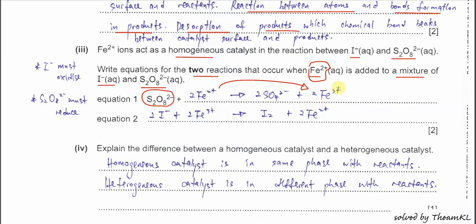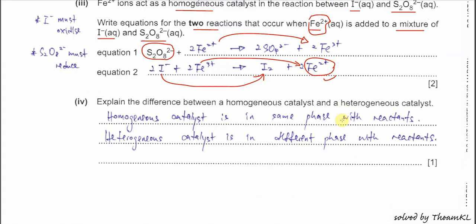Next, after the iron(III) is produced, the iron(III) will further react with the iodide. Iodide, we know, must undergo oxidation. It must oxidize to form iodine. So now the iron(III) will get reduced to iron(II), and at the same time it oxidizes the iodide to form iodine. So the iron(II) is now regenerated and used again for the first equation. That's why we say iron(II) is a homogeneous catalyst, because it can be regenerated.